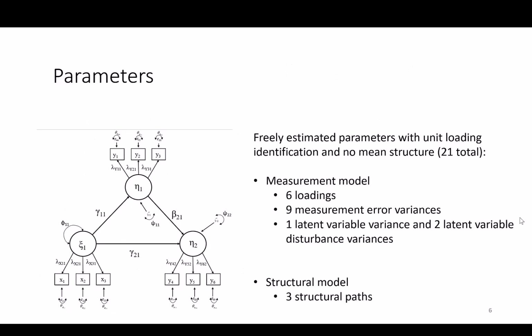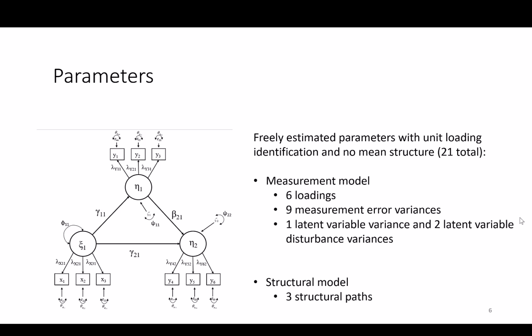With unit loading identification, and if we omit the mean structure because it's not key to our hypothesis, here is the number of unique elements we have in the covariance matrix. The number of unique elements in the covariance matrix is calculated using the number of manifest variables we have in the model. So here we have 9 manifest variables, so the number of unique elements in the covariance matrix of observed variables is equal to 9 times 10 divided by 2. So we have 45 unique elements in the covariance matrix.